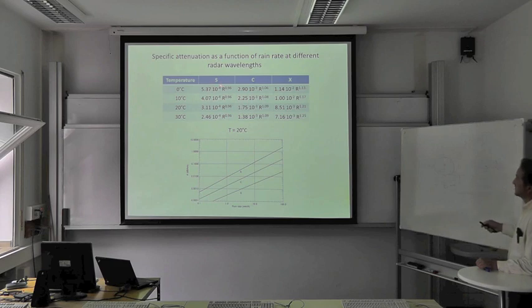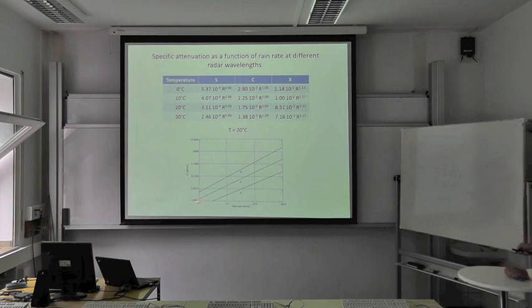Look at, for example, S-band. This is A, which is almost linearly proportional to rain rate. There is almost linear dependence on rain rate at C-band, and less linear at X-band. However, there is some difference depending on the temperature of the raindrops. So that has to be kept in mind. But generally speaking, those are the dependencies of A at a temperature of 20 degrees, specific attenuation expressed in dB per kilometer, at S-band, C-band, and X-band.